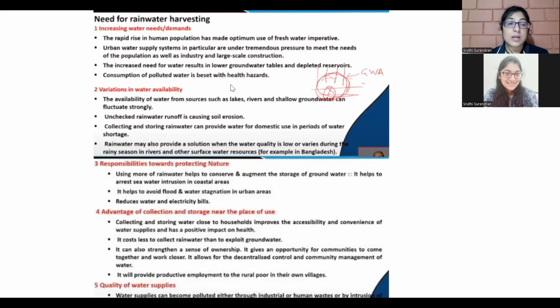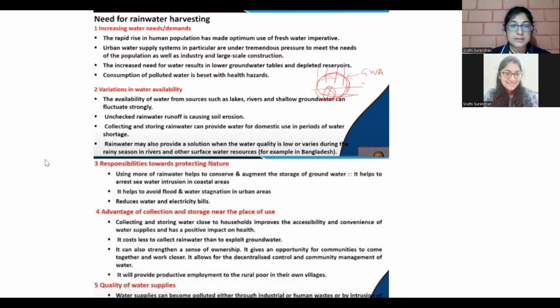Then there is also our responsibility to protect nature or to take measures to conserve whatever water we get. Then again, there's the advantage of being able to collect and store this water and use it from a very nearby location. If you're doing rooftop rainwater harvesting, the collection as well as the storage is just near to or on top of a house, which makes the accessibility very good, and the quality of water obtained will also be better.